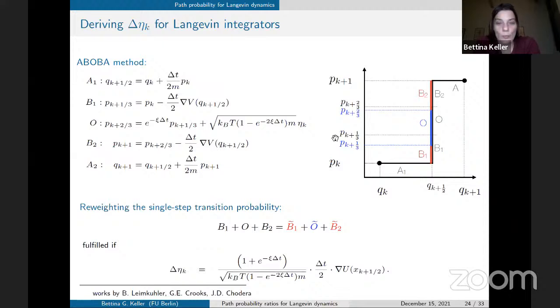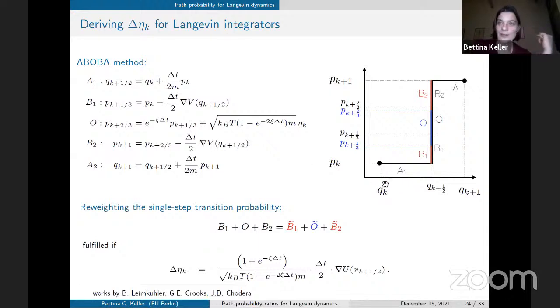What I show you is the ABOBA method. That's one of the splitting algorithms that you might know from works of Ben Leimkuhler, Gavin Brooks, or John Chodera. And they now have 5 steps, A, B, O, B, and A. The way to derive delta eta k for this one, right? There's one random number drawn somewhere in the middle, and you ask the question, what random number should I draw in order to get the same step with a different potential, where the potential is evaluated at 2 positions. So that's a bit more complicated.